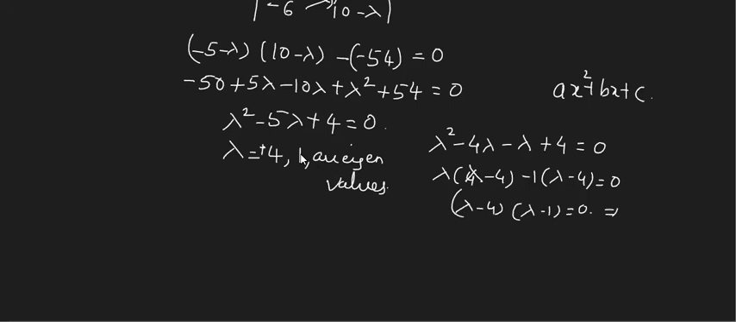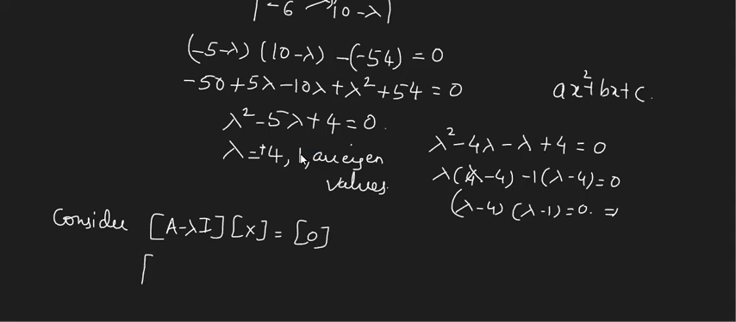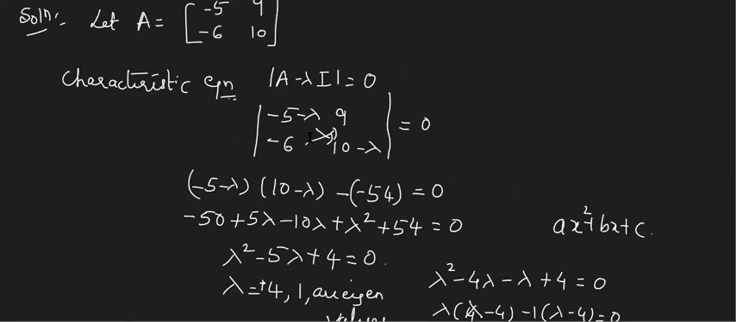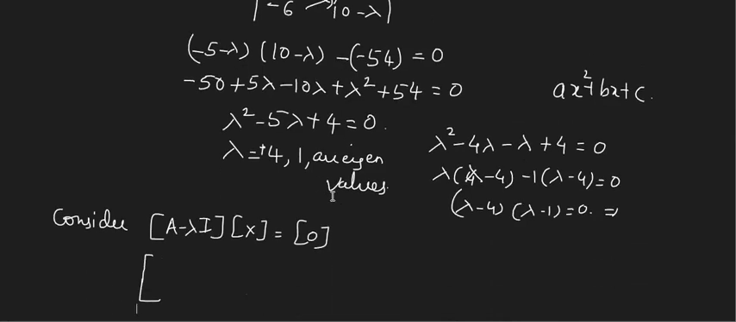To find that, take the system of equations in the form matrix A minus lambda I into matrix X is equal to a 0 matrix. Remember this system. A minus lambda I is exactly what you took in the determinant, but now you should take it in matrix format. Tell me the elements: -5 minus lambda, 9, -6, 10 minus lambda. Am I correct? Yes, this is A minus lambda I.